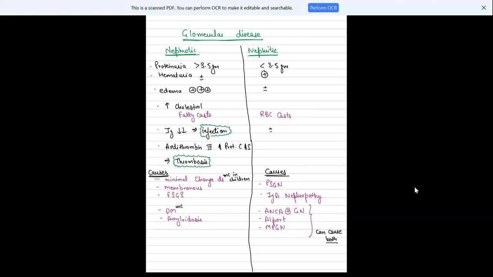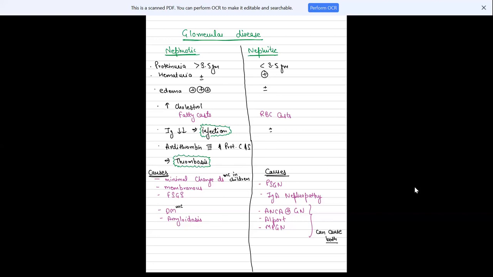The other cause could be membranous nephropathy, then there can be focal segmental glomerulosclerosis. The other cause is diabetes mellitus. We see proteinuria in advanced diabetes mellitus, so it is also very common in adults.